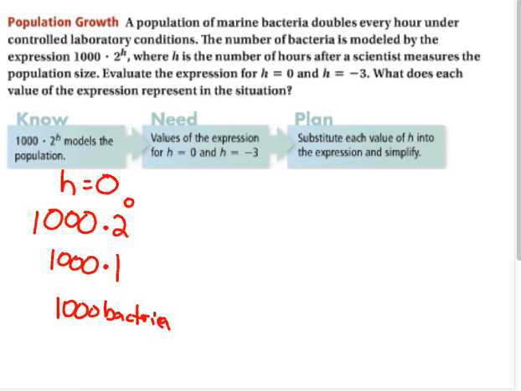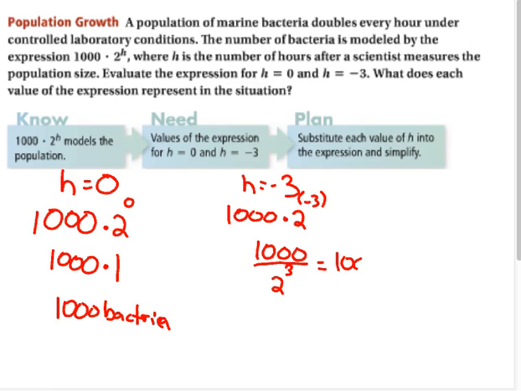Okay? What about when I plug in -3? So 2 to the -3. Well, negative exponent, remember, it needs to get a better attitude. So that needs to move down to get a better attitude. So 1,000, 2 to the third is 8. So 1,000 divided by 8 is going to leave us with 125 bacteria.